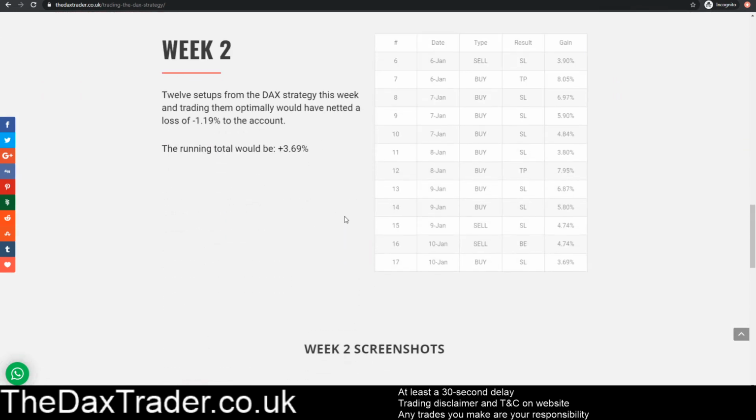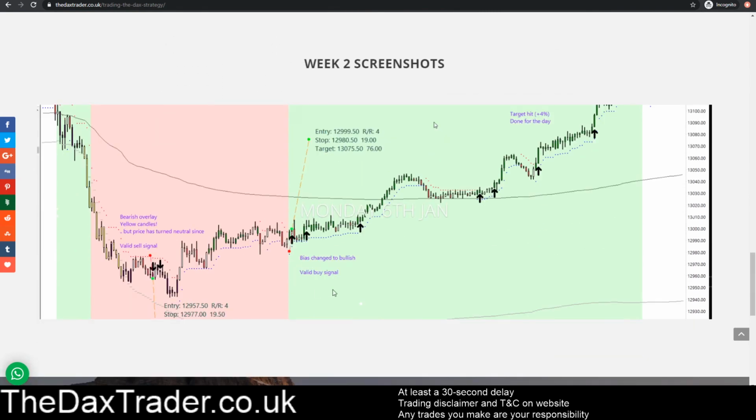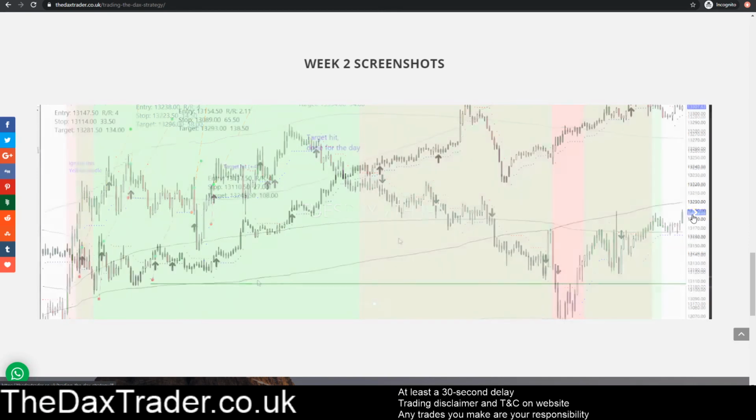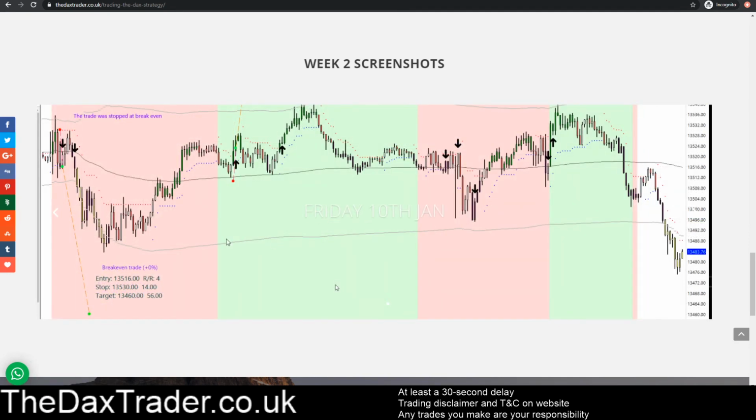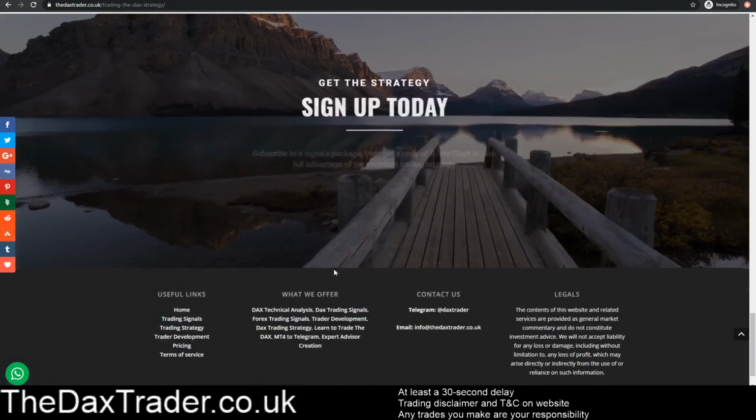And we've got the second week's one on there as well. So you've got through from Monday the 6th all the way up to Friday the 10th. And each one of those shows you the ideal, optimal ways of trading the strategy from there.